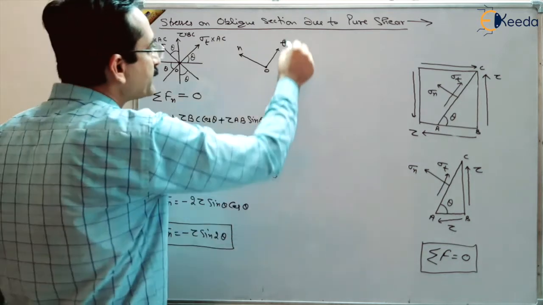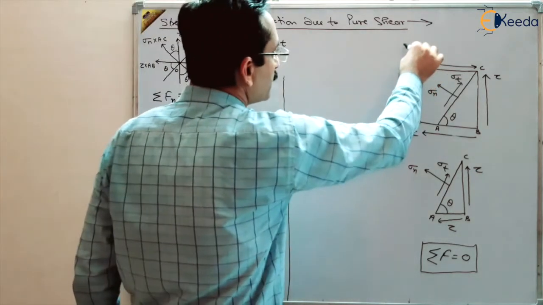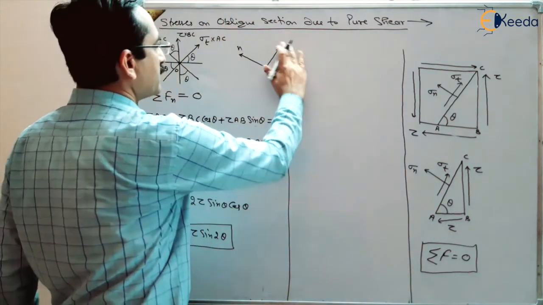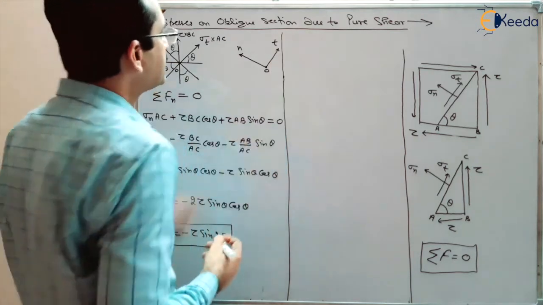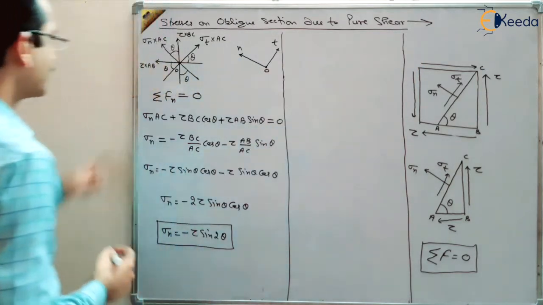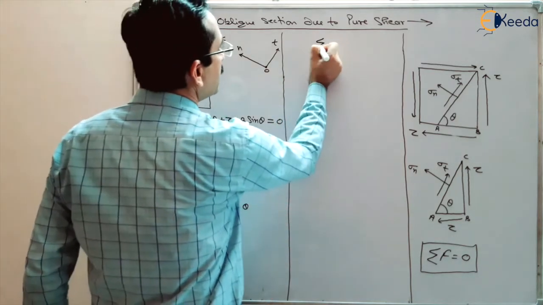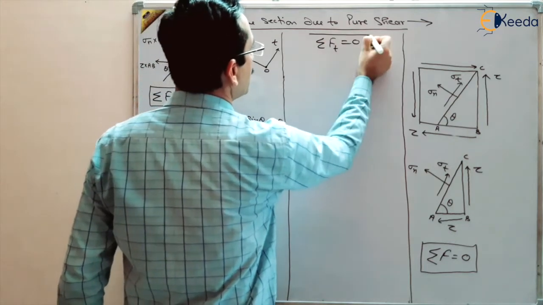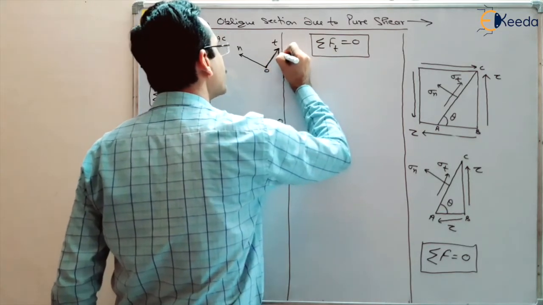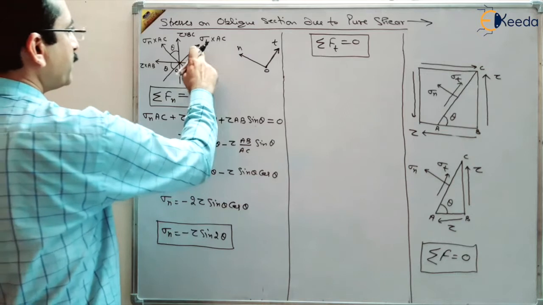Now, next is our shear stress, the shear stress on this plane. So let us try to find out the shear stress. For shear stress, let us take this direction, the T direction, as our reference direction. We have written here that the sum of the forces in the normal direction will be equal to 0. Now the sum of the forces in the tangential direction will be equal to 0. This is our tangential direction, our positive T direction.